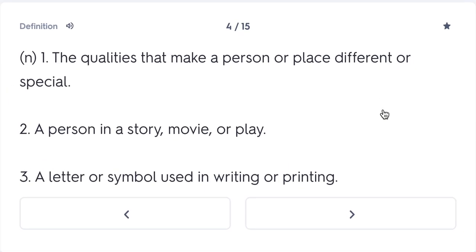Character has lots of meanings. Obviously, we know a character is a person in a story or a movie or a play, but character can also talk about the qualities that make a person or a place different or special. For example, like character traits, right? Or you can show great character, meaning things about yourself that make you stand out or special. A character also can mean a letter or a symbol used in writing. Sometimes you may notice when you're typing in Canvas or on a Google Doc, it'll show you how many characters you've used. Character just means the letters or the symbols that you're typing in.